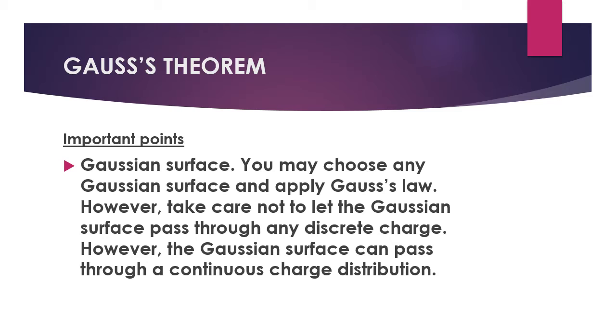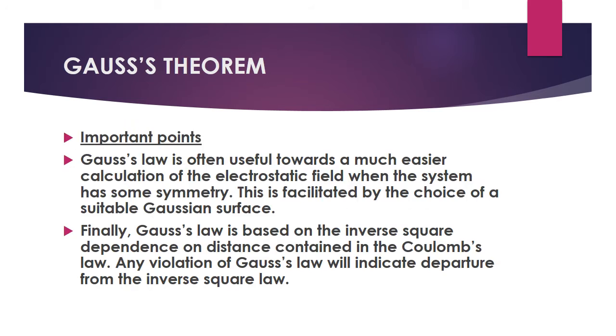So this is another important point with regard to Gauss's theorem, which has already been discussed. One must make sure that if the distribution is a discrete distribution, the Gaussian surface does not pass through any charge. However, if it is a case of continuous charge distribution, the Gaussian surface can pass through the distribution.